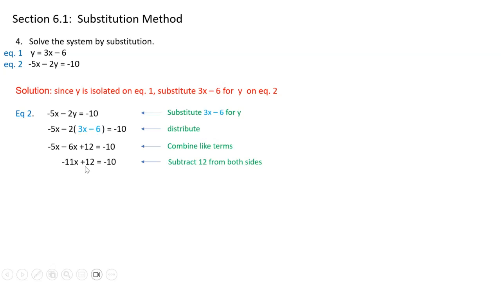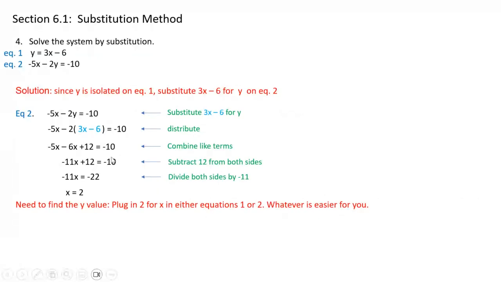This is just simple algebra, right? So subtract 12 to both sides is going to give us negative 11x equals negative 22. Now I divide both sides by negative 11, and it gives us x equals 2. Now, but remember, guys, the solution is an ordered pair. It's a point. It has an x value and a y value. So therefore, I got my x value. Now I need to find my y value.